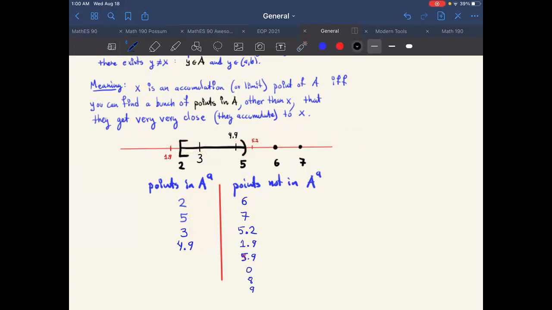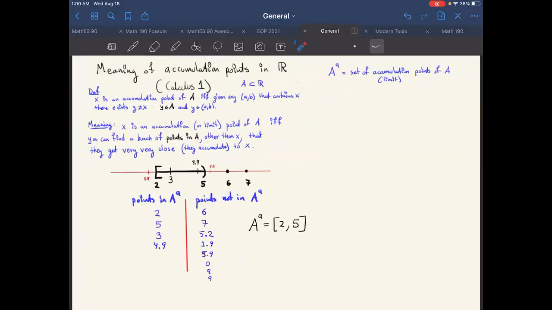Here, the answer is that the set of accumulation points is just from 2 to 5, including 2 and including 5. And you have to exclude 6 and you have to exclude 7 because they are not accumulation points. You see what I mean? So that's the meaning, all right?